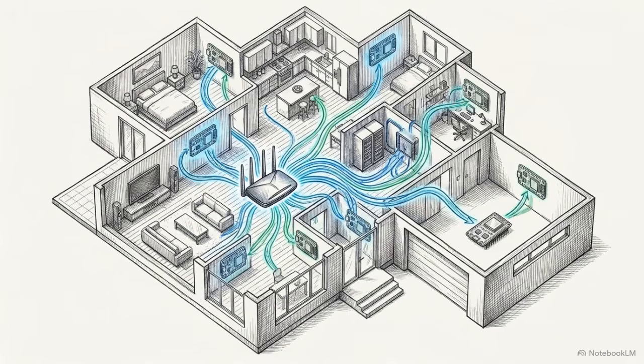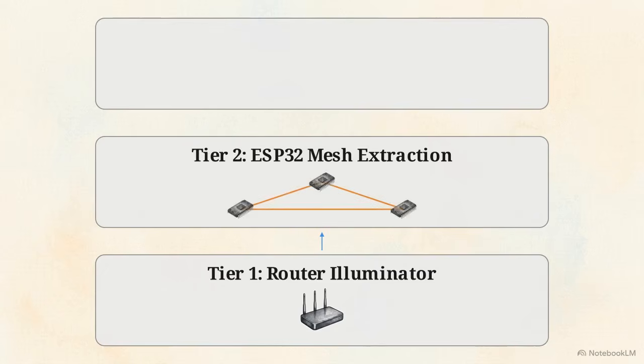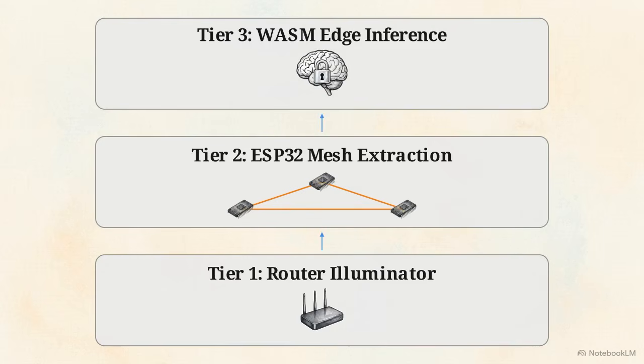Examining the RuView ecosystem as a complete pipeline reveals how much coordination is required to generate a functional spatial map. It functions as a 3-tiered architecture, converting microwave energy into spatial intelligence. First, standard hardware provides uncooperative illumination. Second, local feature fusion occurs across a decentralized microcontroller mesh. Finally, quantized neural models process data securely at the edge, requiring zero cloud connections.